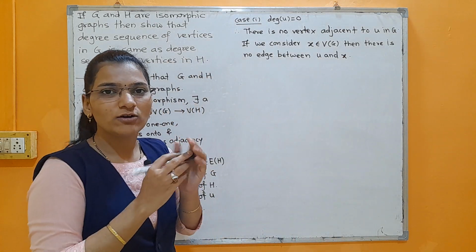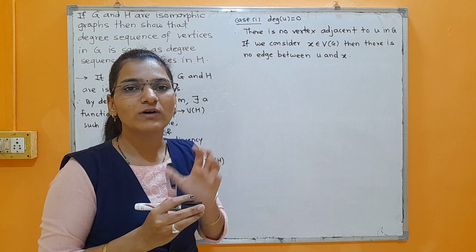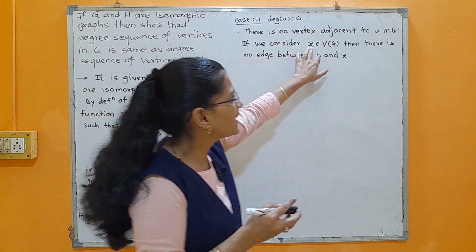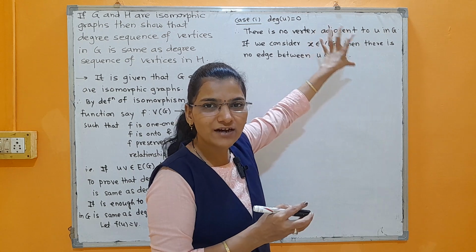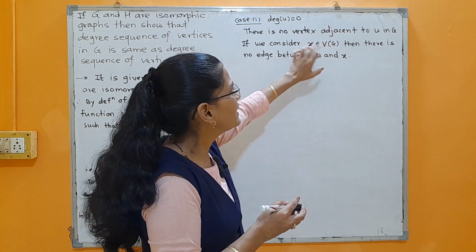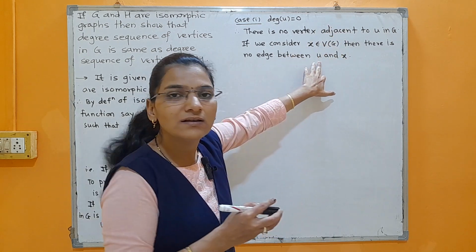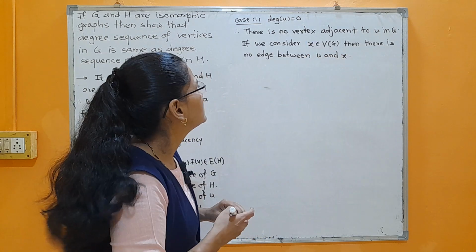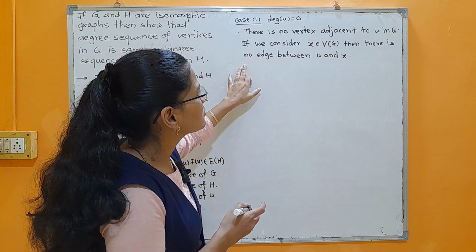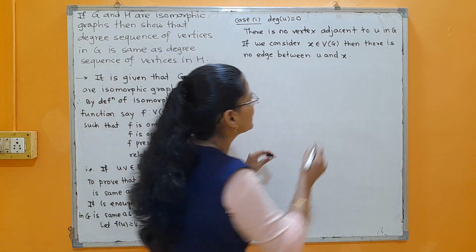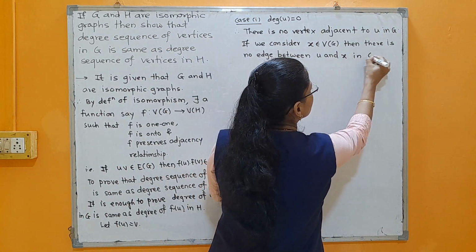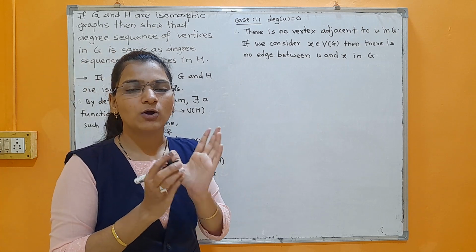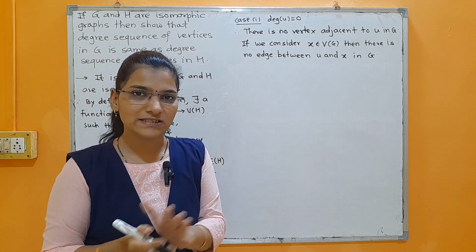We have considered degree of U is equal to 0, that means no vertex is adjacent to U in graph G. So if we consider a vertex X in graph G, then that X will not be adjacent to U in graph G. That means there is no edge between U and X in graph G. Now there is an isomorphism from vertex set of G to vertex set of H.